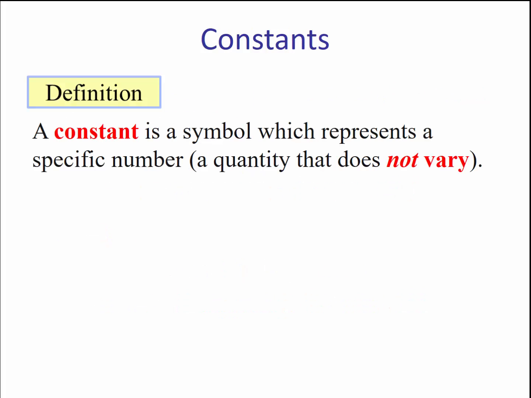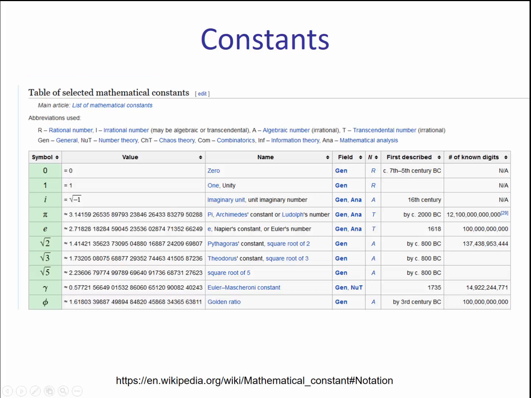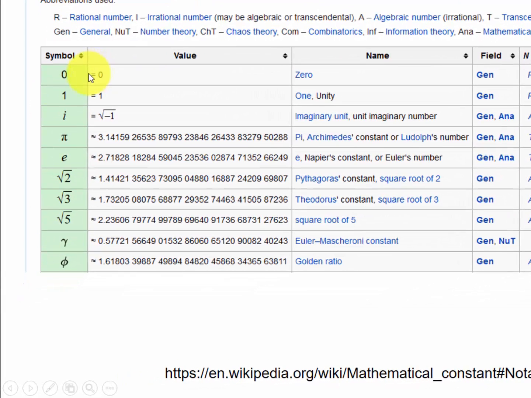Constants. A constant is a symbol which represents a specific number. It's a quantity that does not vary. It doesn't change. It stays the same. Here's a listing of some famous mathematical constants. Of course, 0 is a constant. Stays the same. 1 is also. And here we have pi, which is approximately 3.14, and it's always going to be approximately 3.14. It's not going to change.